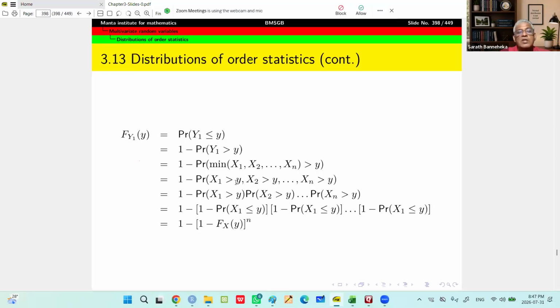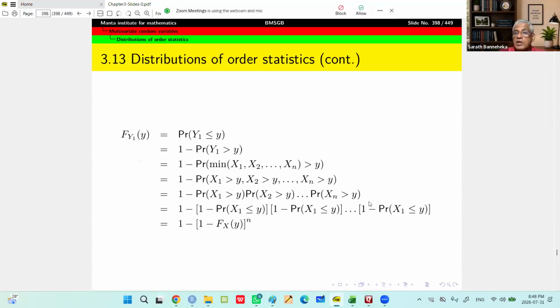X1 is greater than y, also X2 is greater than y, and so on, Xn is greater than y. Right? So that is the intersection of several events. So consider the probability of that intersection. But remember, X1 up to Xn are independent. Therefore, the probability of this intersection is equal to the product of the individual probabilities. So this is the probability that X1 is greater than y, times the probability that X2 is greater than y, up to the probability that Xn is greater than y.